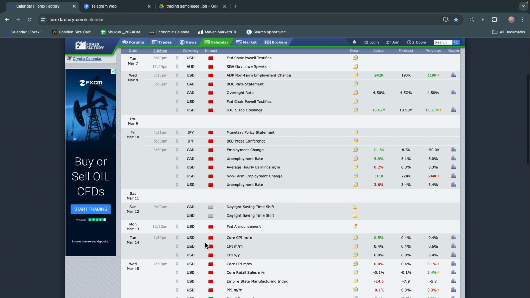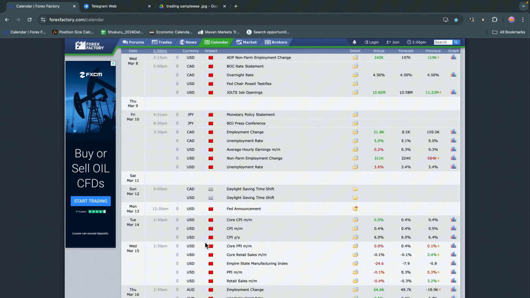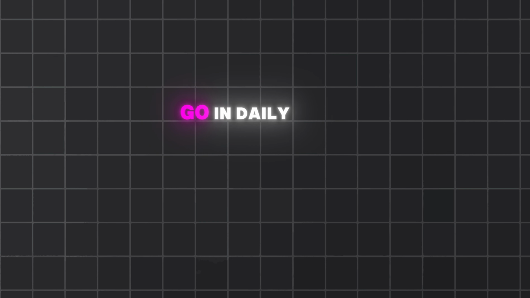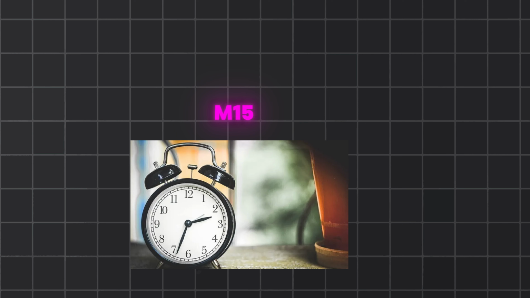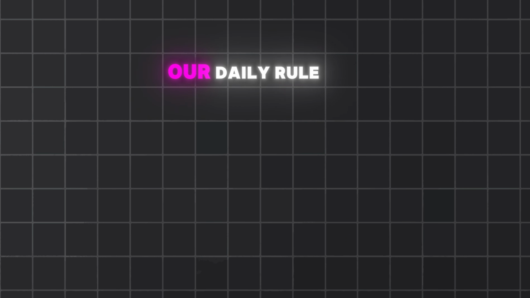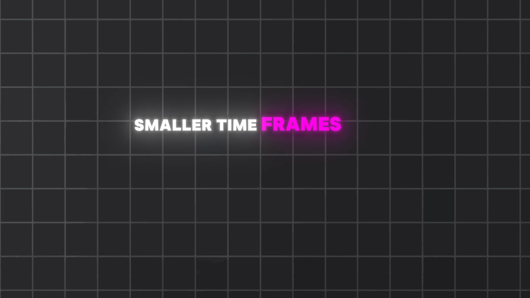Any trades that we will be placing will start from Monday, March 13th. But remember, we'll go in daily. Daily will be the only thing that gives us a go-ahead to go to the smaller time frame, which is the M15. So let's go in daily and see if our daily rule is actually met so that we can go to the smaller time frames.